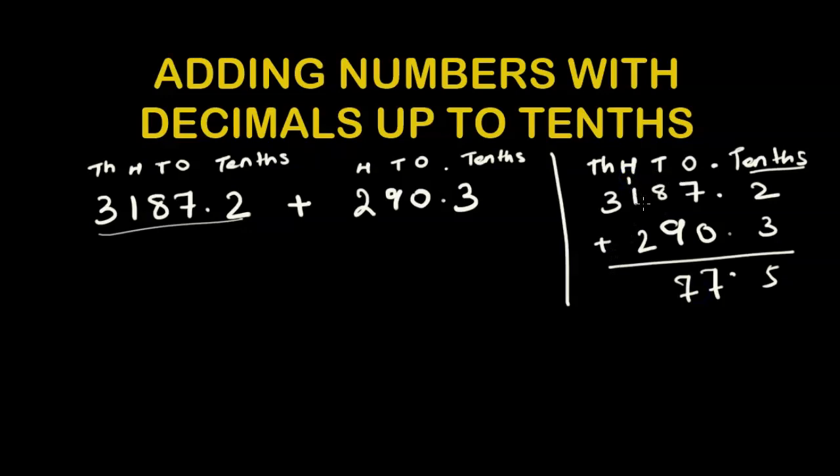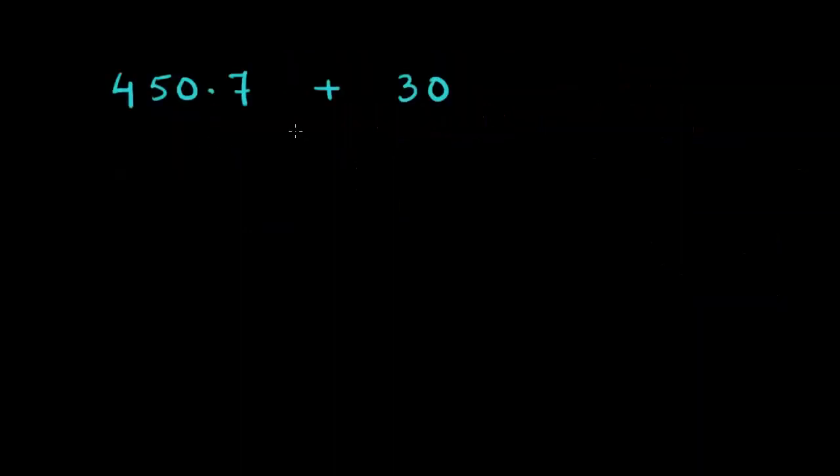Hundreds place, now we have 3 numbers to add. 1 plus 1 is 2, plus 2 is 4. And this 3 has no number underneath it. We can put in a 0. So any place that is empty or any place that you see there is no number, we can put in a 0. We can fill that gap with a 0. So 3 plus 0 is a 3. Therefore, the answer that we get is 3477.5.